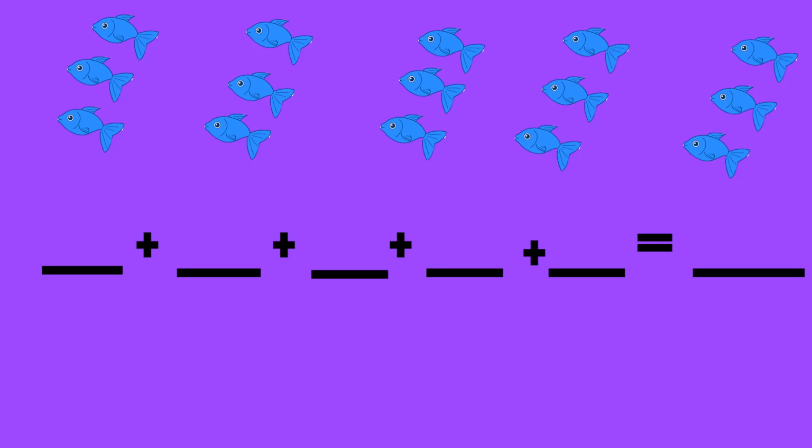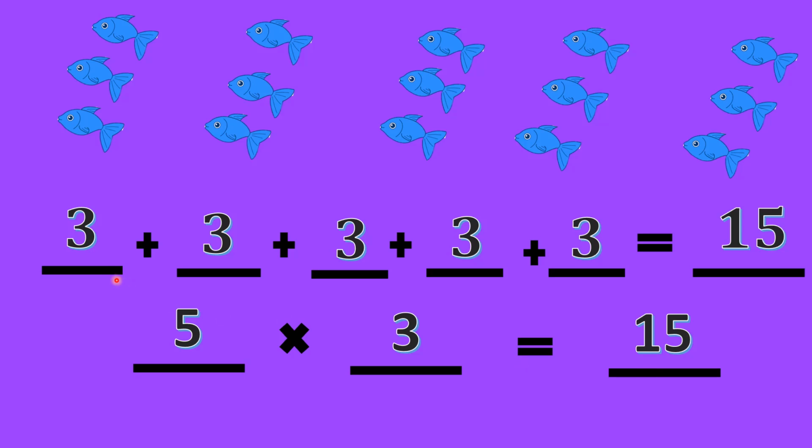Another one, 5 groups of 3, that is 3 plus 3 plus 3 plus 3 plus 3 equals 15. In multiplication, we write first the number of times the addend is being repeated. So we have how many times? We have 5. Times what is the addend? 3. So 5 times 3 is equal to 15. That is how you write multiplication.